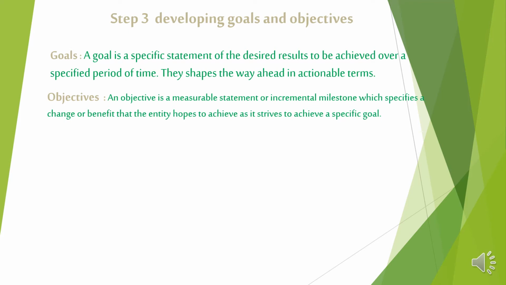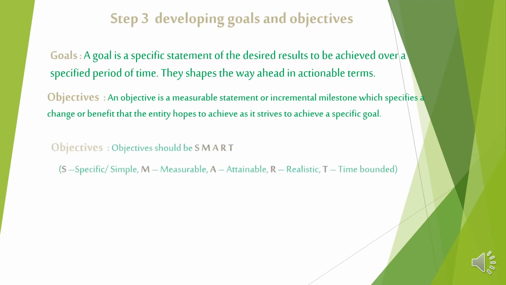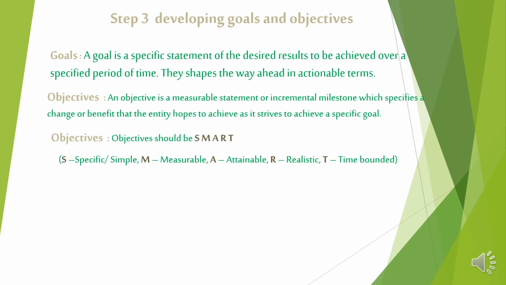So for example, we will take some very big goal to act on, then we will divide it into steps to achieve this goal, we will call them objectives. We will divide the goals into small objectives, then we will put an action plan for each objective. By the end of finishing all the objectives, we will reach the goals we intended to do. Again, goals should be SMART. Objectives should be SMART.